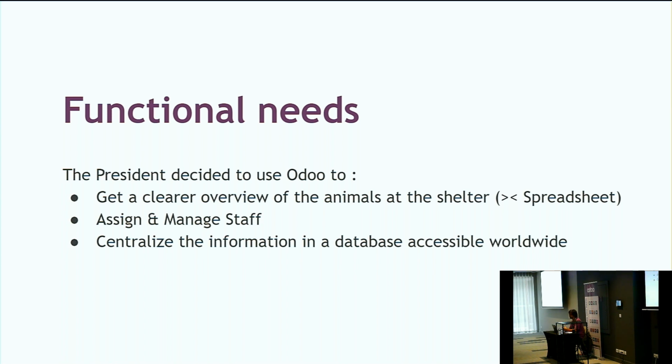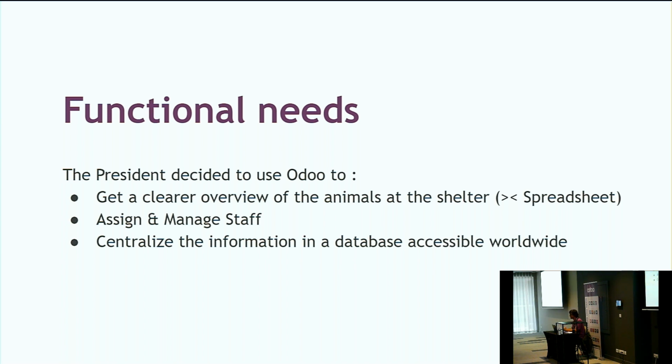So they really need a clear overview where they can assign people and see clearly what's in their database, and also centralize information in a system rather than having a lot of Excel spreadsheets, so that worldwide all collaborators can log in and play around with the different information they have to encode.